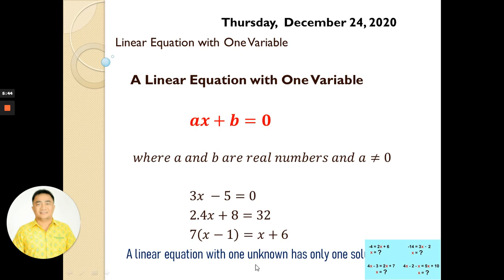Now the unknown or the variable, they're just the same. So if the question asks you what is the value of the unknown or what is the value of the variable, they're just the same. It is just pointing to the value of x or any variable that is given. Did you understand? So we proceed.